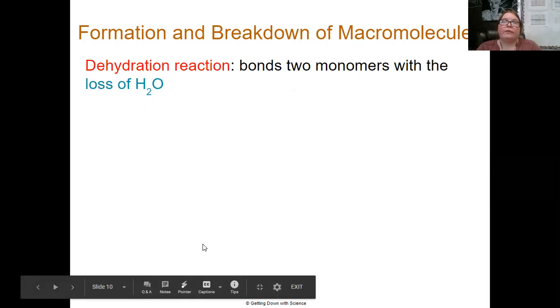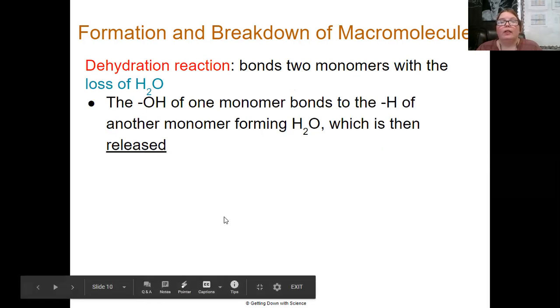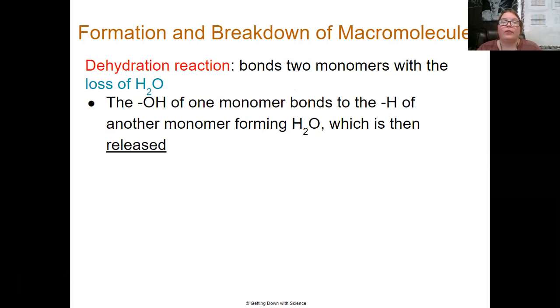Okay, so there are two kinds of reactions. This is also going to be on your unit test. A dehydration reaction: when you're dehydrated, you've lost a lot of water from your body and you're too dry. So in a dehydration reaction, I am joining two monomers and losing a molecule of water. The OH of one monomer bonds to the H of another monomer, forming H2O, which is then released.